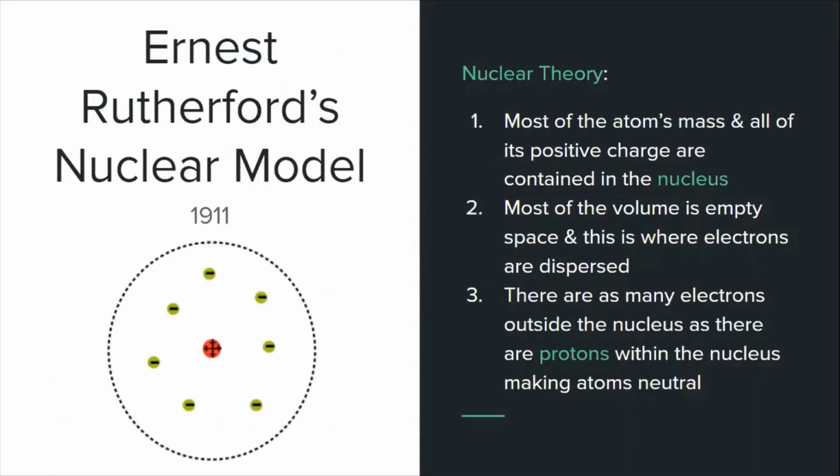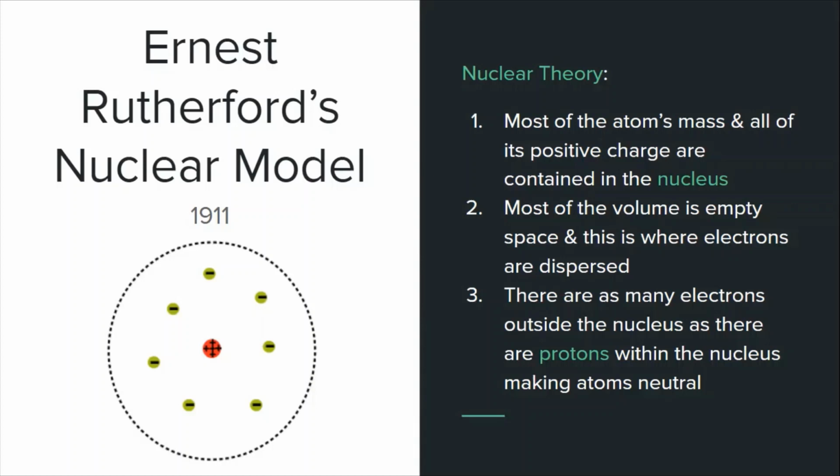In 1911, Ernest Rutherford's nuclear model was created. For this model, Ernest created the nuclear theory, which stated that most of the atom's mass and all of its positive charge are contained in the nucleus, and also most of the volume is empty space, and this is where electrons are dispersed, as you can see in the green dots in the picture for this example.